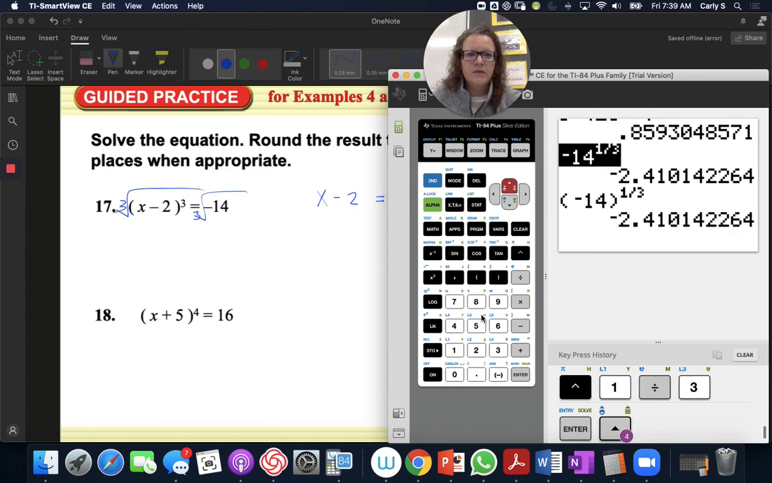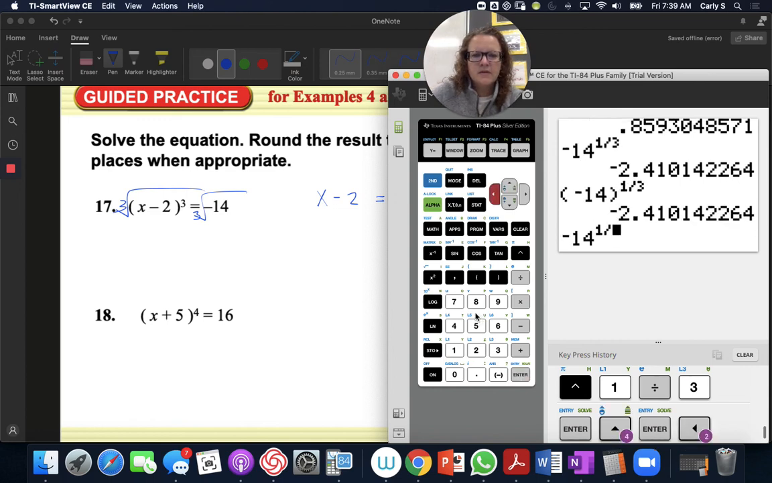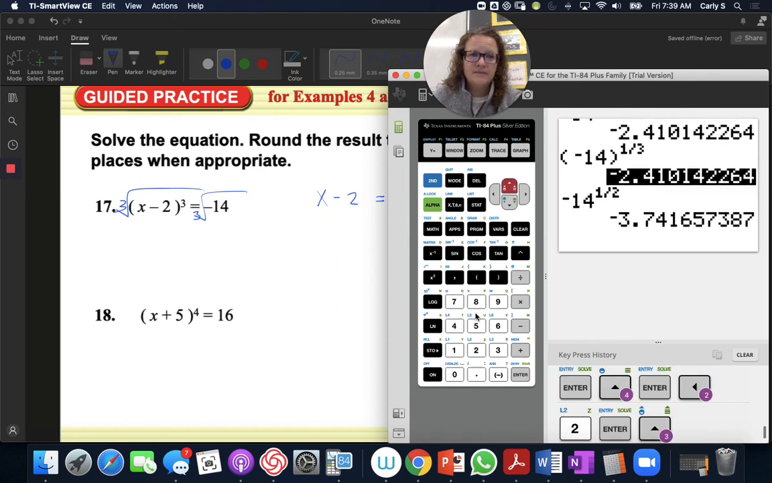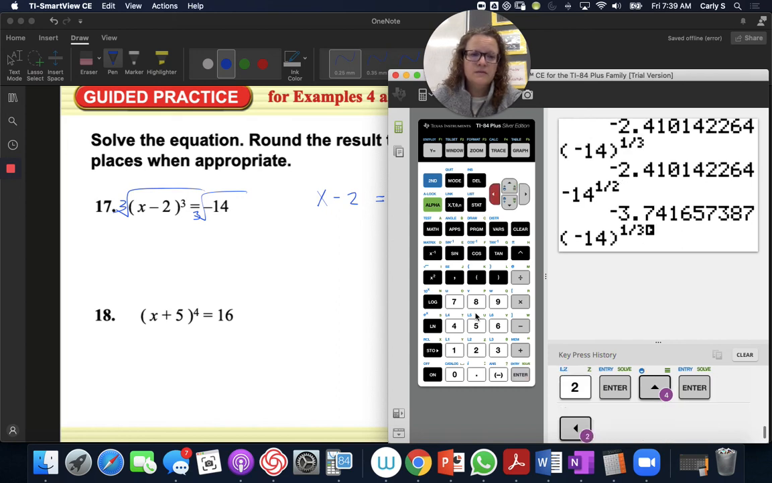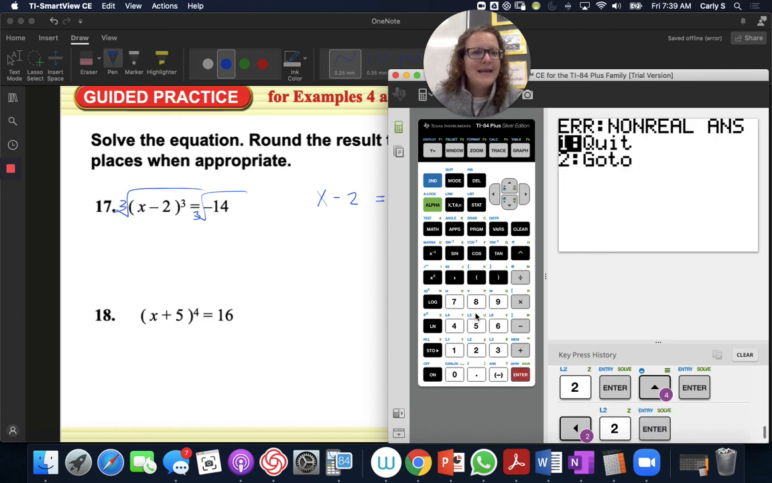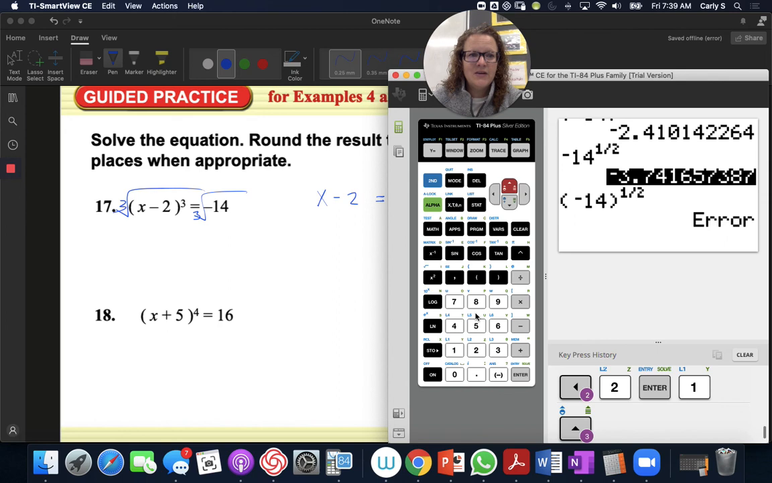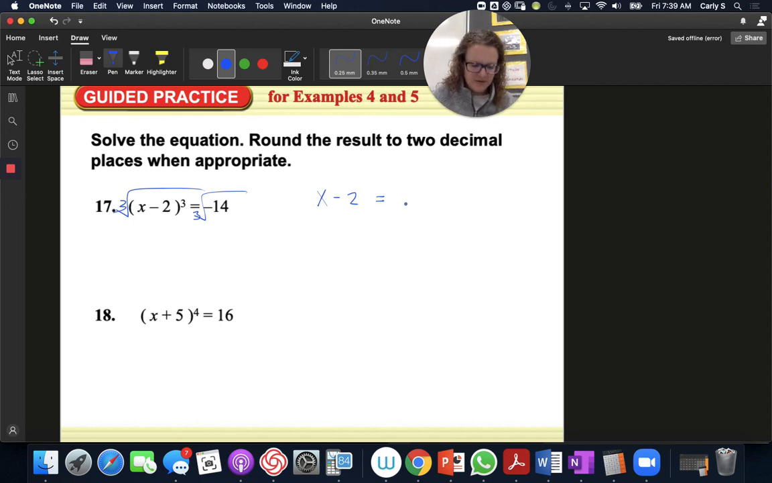All right, let's do this one, except square root. That's not correct. It's wrong. It's wrong every time. And then we'll do this one, square root. I can't do a square root of a negative number, so it tells me it's a non-real answer. All right? So this right here is wrong. Put it in parentheses. All right, public service announcement for the day. I don't even remember what it was.